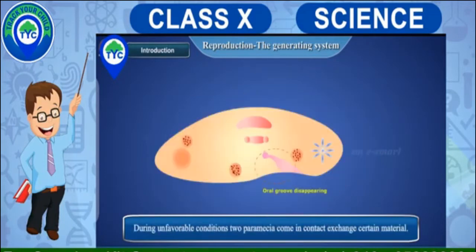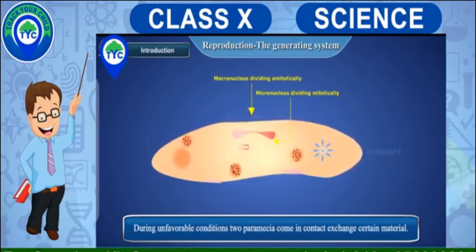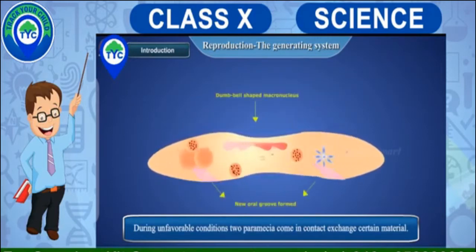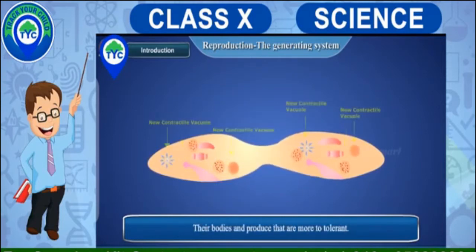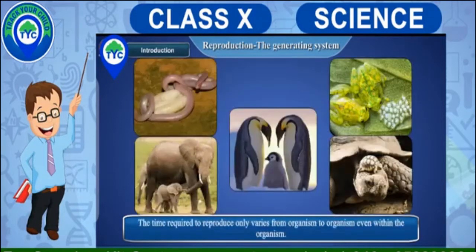During unfavorable conditions, two Paramecium come in contact, exchange certain material between their bodies, and produce offspring that are more tolerant. The time required to reproduce varies from organism to organism. Even within the organism, there could be certain environmental conditions that make the process of reproduction faster.